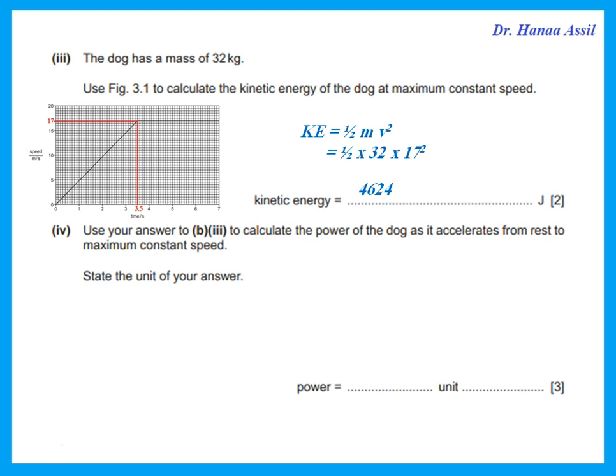Use your answer to this to calculate the power of the dog as it accelerates from rest. How do we get power? Power is energy over time. So the energy that we calculated over the time it took to do that gives you the power in watt. The unit is watt.